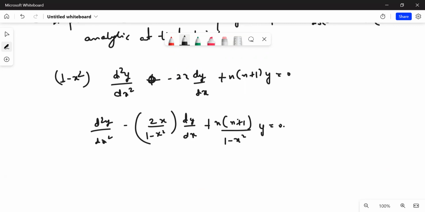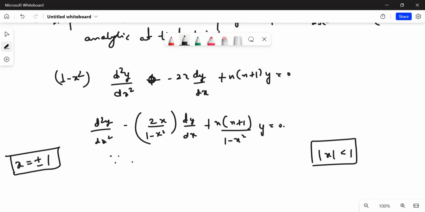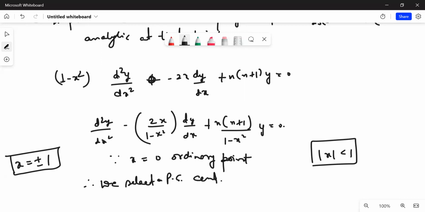So therefore, you should understand that we write a solution for mod x less than 1 because we don't want to incorporate x equal to plus minus 1. Is that clear? And x equal to 0 is an ordinary point. Look, if you put x equal to 0 here it is defined, and this is also defined. x equal to 0 clearly is an ordinary point. So therefore we select a power series centered at x equal to 0 as a series solution.